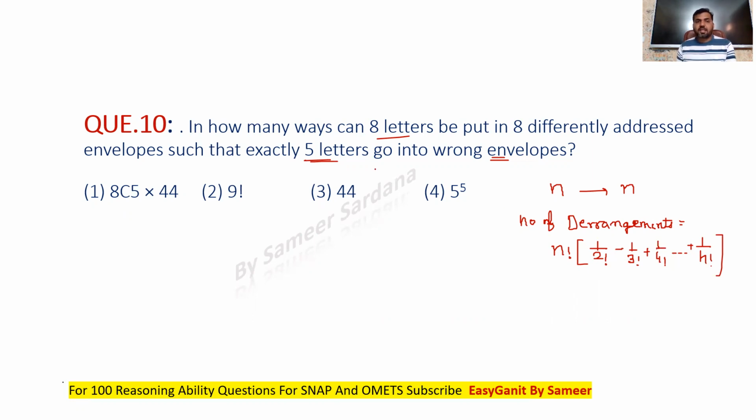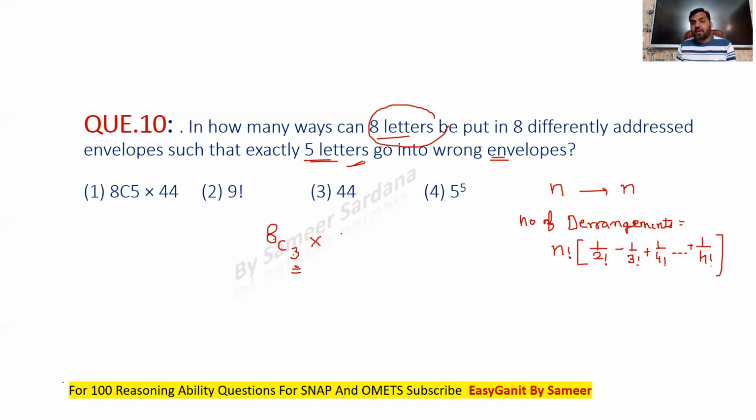Now in this case, out of 8 letters, I want 5 letters to go into the wrong place, but I want 3 letters to go into the right place. So out of 8, I can first select 3 letters which I want to put in the right boxes. There's only one way to put them in right boxes because there's one right address for every envelope, right? So 8C3 is the number of ways in which you can put 3 letters to the right addresses.